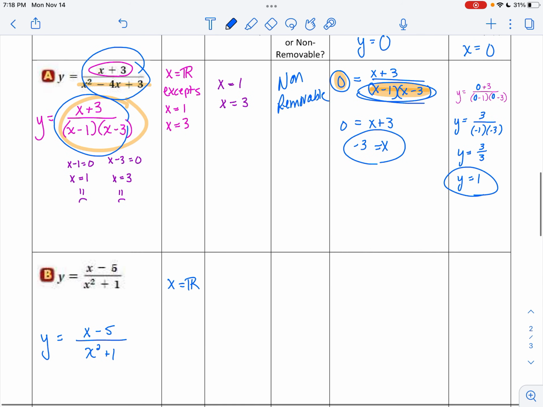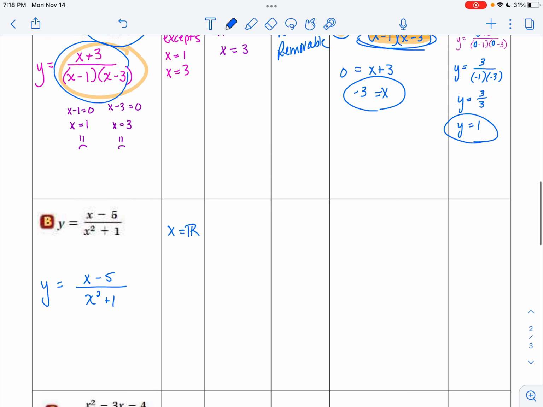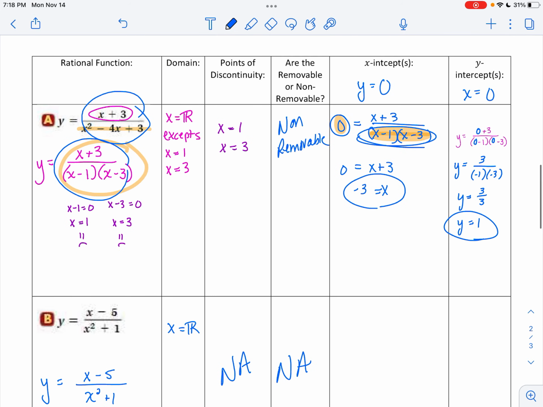Points of discontinuity. Any? What do you think? No. I don't think so either. So no points of discontinuity. That's a really hard word for me to say. So therefore they're not removable or non-removable. But let's go ahead and do the x-intercepts.